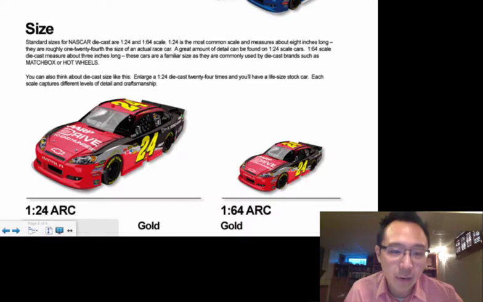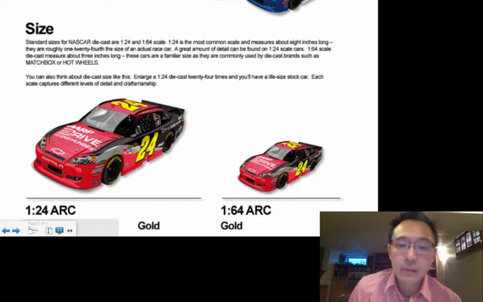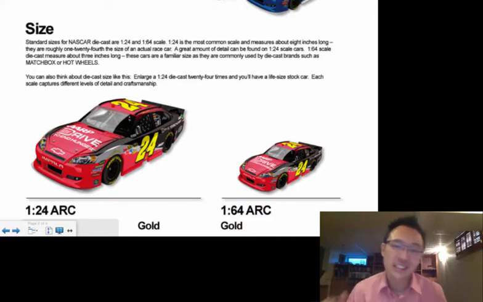So basically everything of this car is 24 times smaller than the actual one, and this one, everything is 64 times smaller, because if we just did 24 times smaller for the wheel and not for the headlights, things are not going to be proportional. Everything has to be proportional, so everything has to be 24 times smaller.